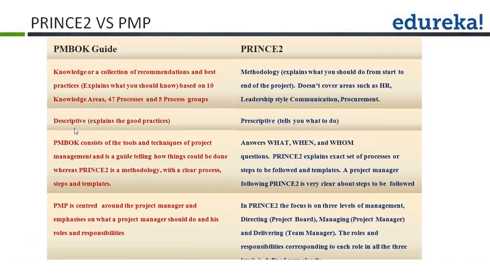PMP is descriptive or non-prescriptive. It explains the good practices, whereas Prince2 is prescriptive. It tells you what to do. PMBOK consists of the tools and techniques of project management and is a guide telling how things could be done, whereas Prince2 is a methodology with a clear process, steps and templates.